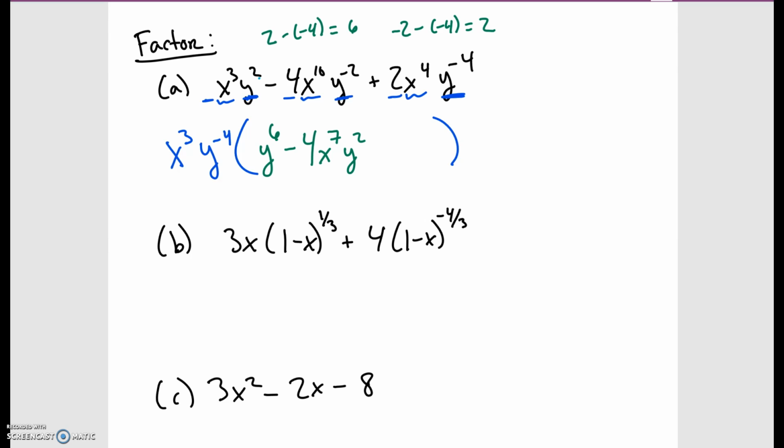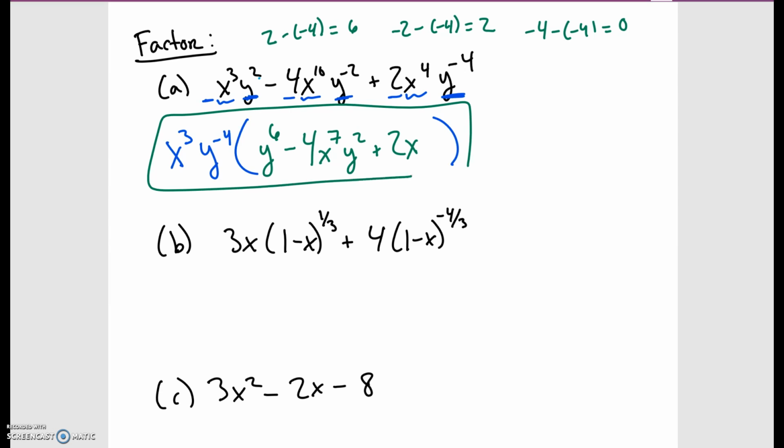And then here I have 2. Didn't do anything with that 2. I have x to the 4th power. So from 4 I got rid of 3, so I'm left with 1 x left. Here I got negative 4. I got rid of this negative 4 of them, so I'm left with 0. So I don't have any y's left. So this will be my final answer.